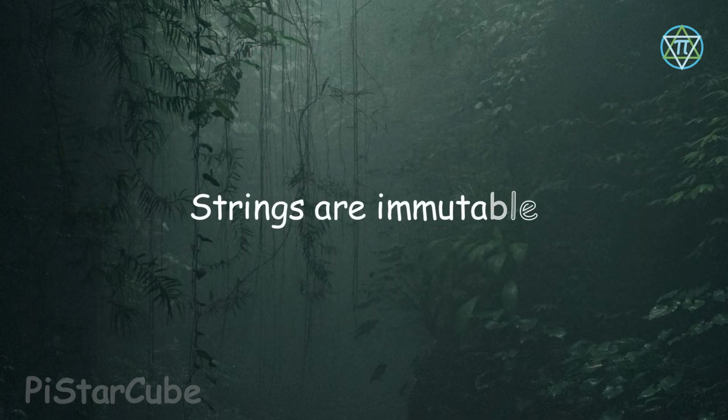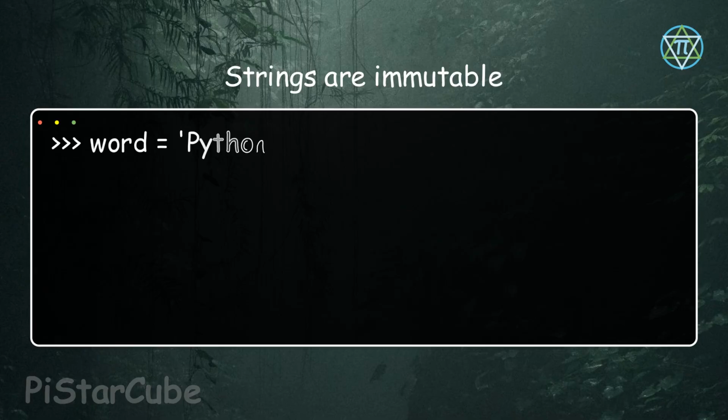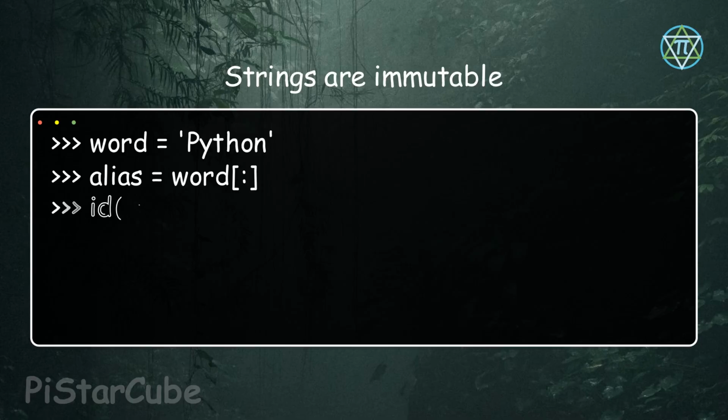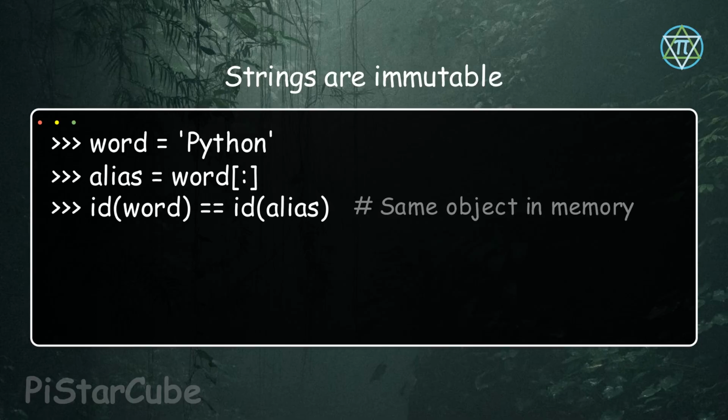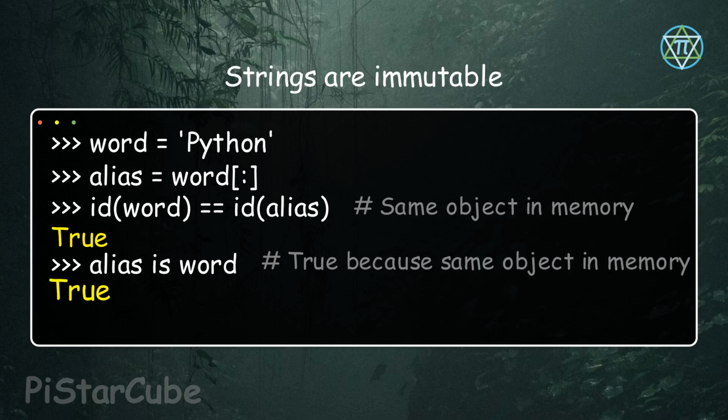Strings in Python are immutable, which means once you create a string, you can't change it. When you make a copy of a string, like with alias = word, both alias and word actually point to the same string in memory. That's why id(word) is equal to id(alias), and alias is word, both return True. So instead of making a new string, Python just reuses the original one.